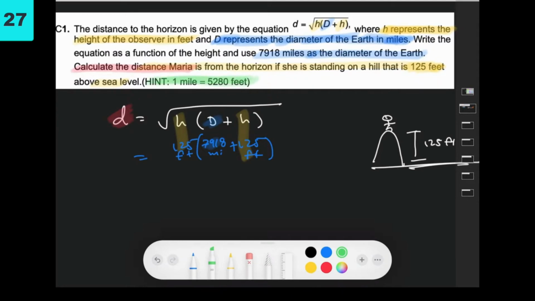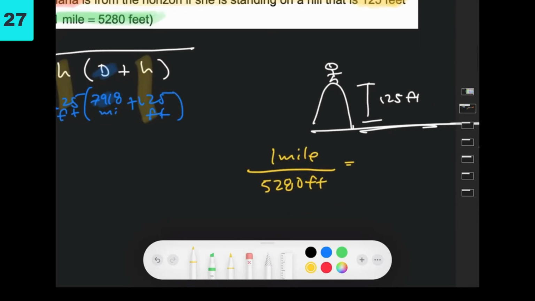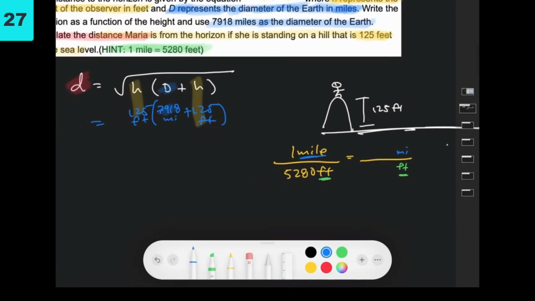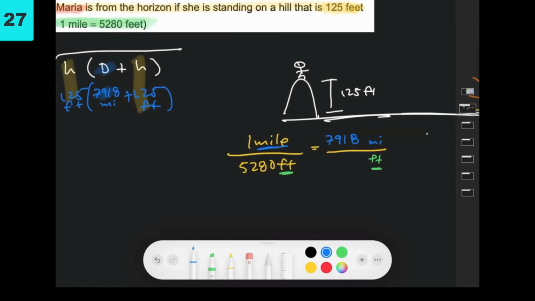So for 1 mile, and this is how I do mine, 1 mile is equal to 5,280 feet. Okay, so I'm going to make a proportion. It's basically just 2 fractions. And notice I'll have feet on the bottom here, and we'll do miles on the top. Okay, so if I have 7,918 miles, the question is, how much is that in feet?